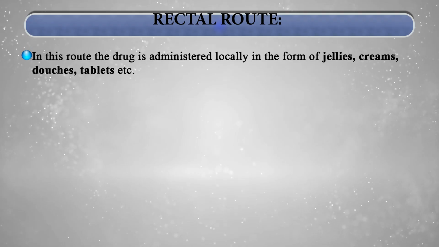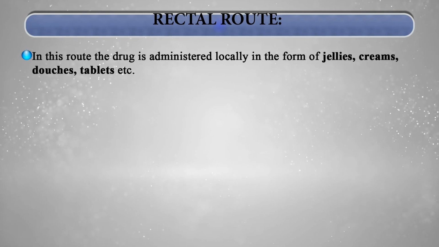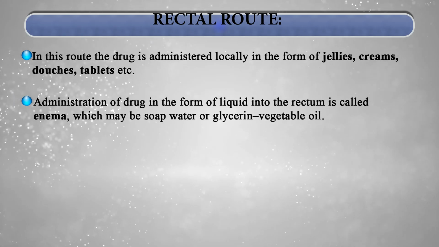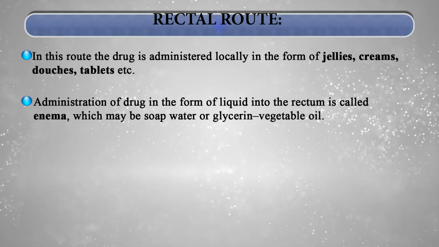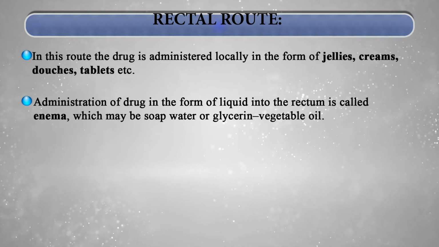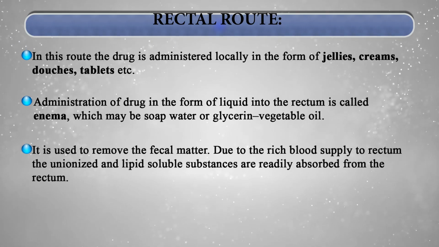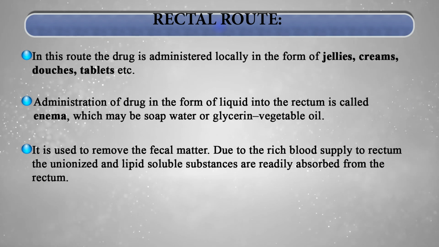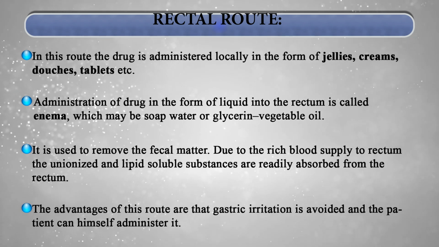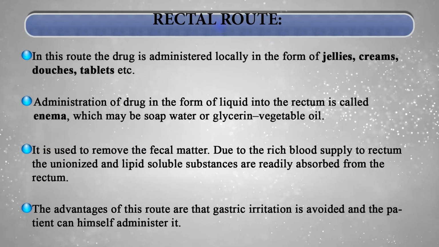Lastly, we have the rectal route. Now rectal route is through the rectum, and we have jellies, creams, douches and certain tablets which are administered into the rectum. You must have heard of a term called enema, in which there is a soap water or a glycerin vegetable oil solution which is used to remove the fecal matter in case of very hard stool or a very constipated patient. So the rectal route is also another route of drug administration.